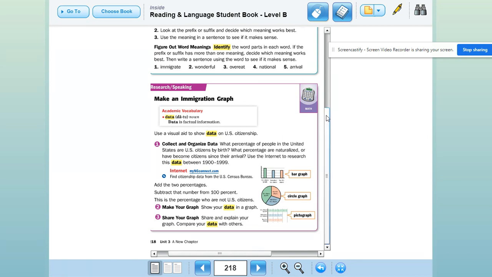Use a visual aid to show data on U.S. citizenship. So here they give you examples of data. Collect and organize data. What percentage of people in the United States are U.S. citizens by birth? What percentage are naturalized or have become citizens since their arrival? Use the internet to research this data between 1900 through 1999.